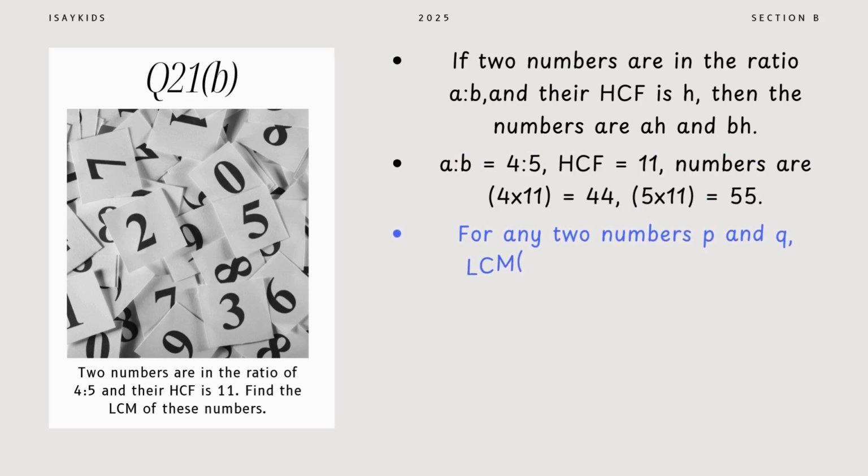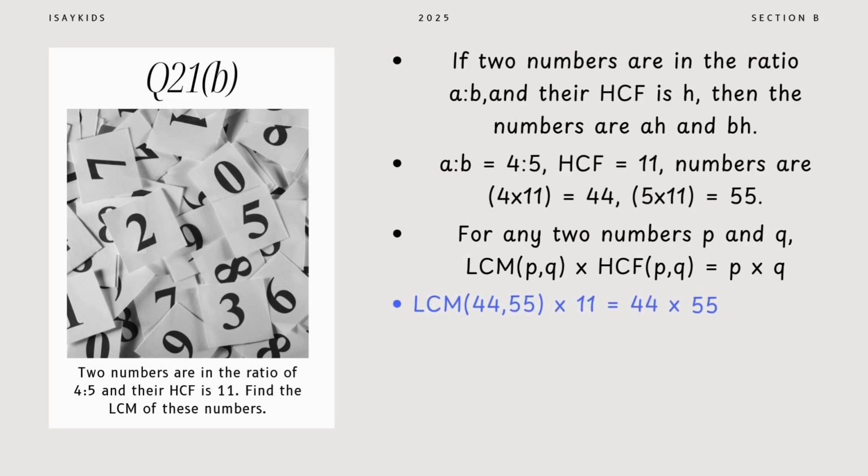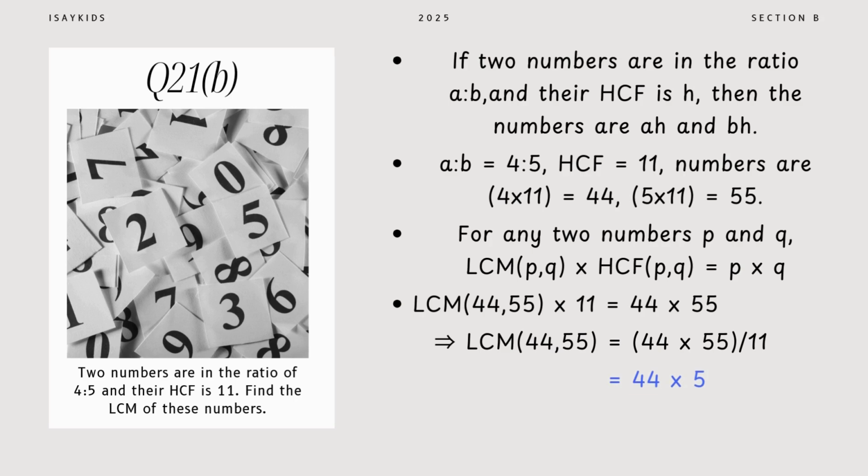For any two numbers P and Q, LCM of P and Q times HCF of the same numbers is equal to the product of numbers. So, LCM into 11 would be equal to 44 into 55. That means LCM is 220.